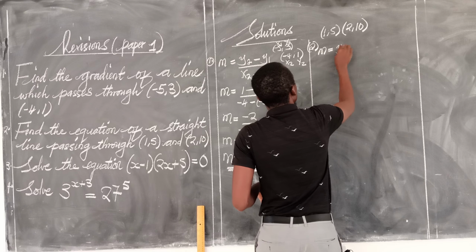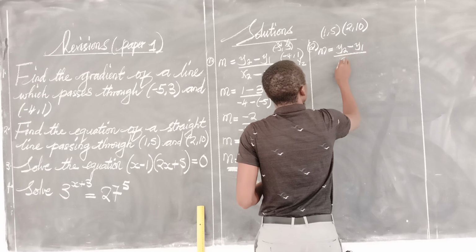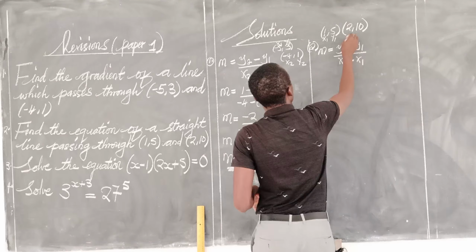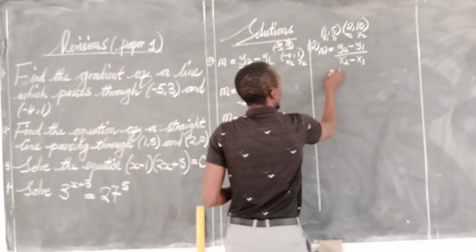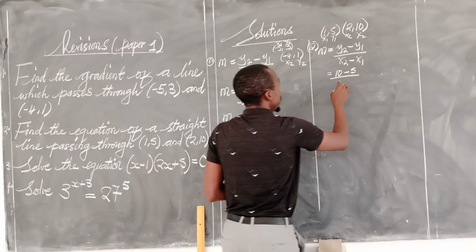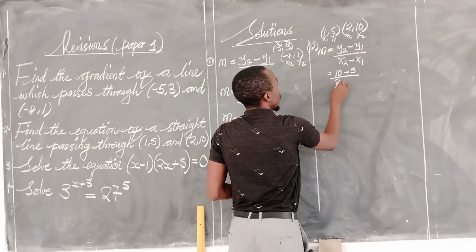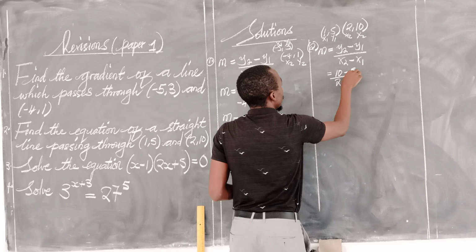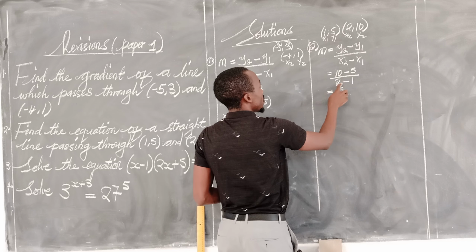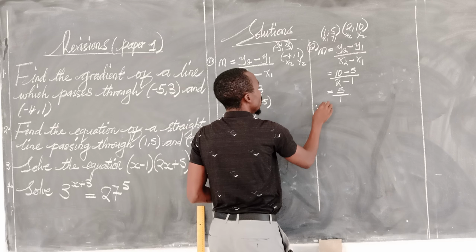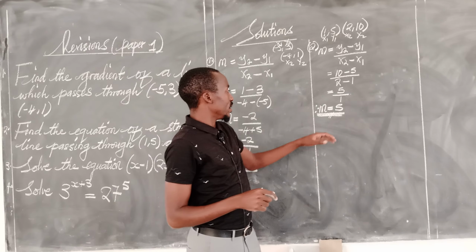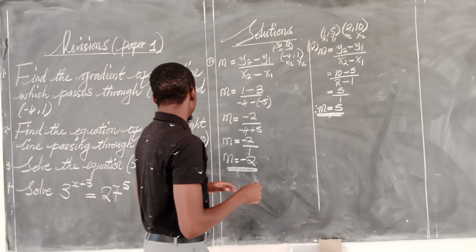So gradient is equal to y2 minus y1 over x2 minus x1. So on these points we label them x1, y1, x2, y2. So this will be equal to our y2, we have 10 minus y1 is 5 over our x2 is what? Is 2. So we have 2, take away x1 is 1. So this will be equal to, from 10 take away 5 gives you 5 over, from 2 take away 1 it's 1. Therefore, the gradient is 5.